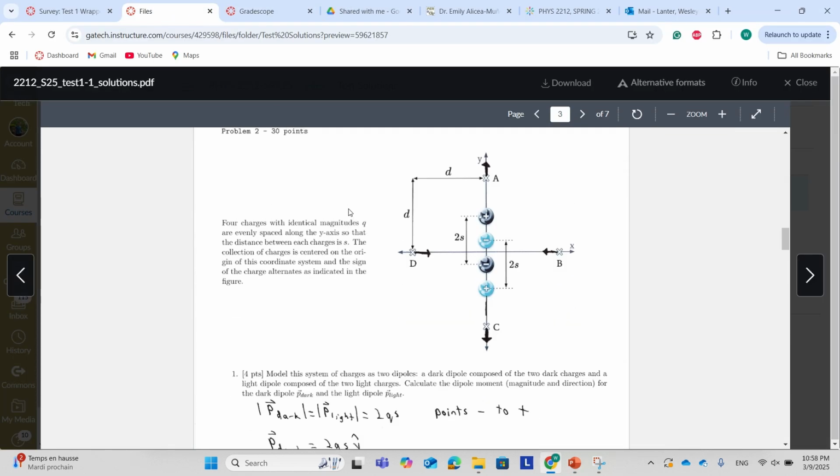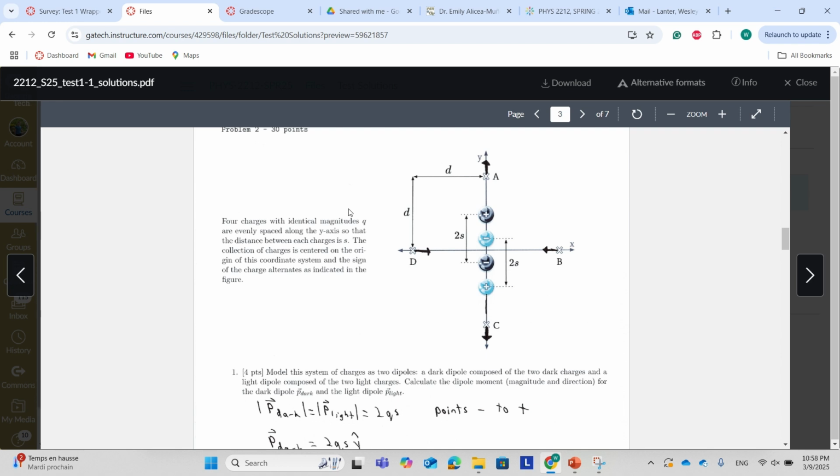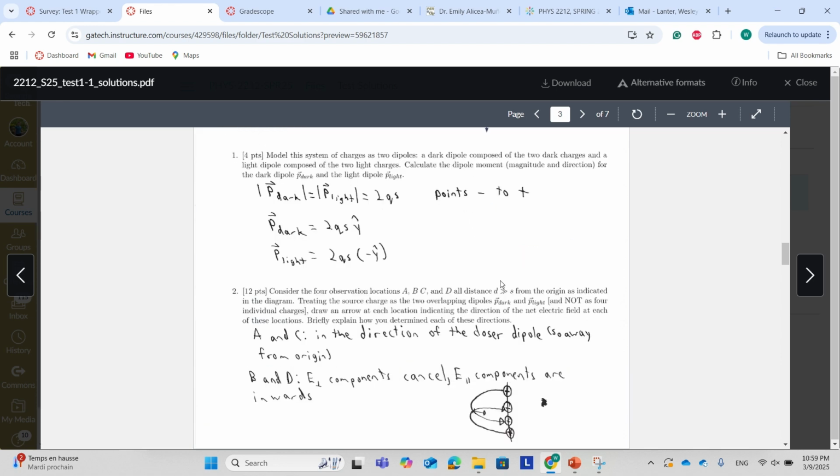So the problem is 4 charges with identical magnitudes q are evenly spaced on the y-axis, so the distance between each charge is s. The collection of charges is centered on the origin of this coordinate system. The sign of the charges alternates as indicated in the figure. And there's your setup there. You'll get another picture of this in question 2.